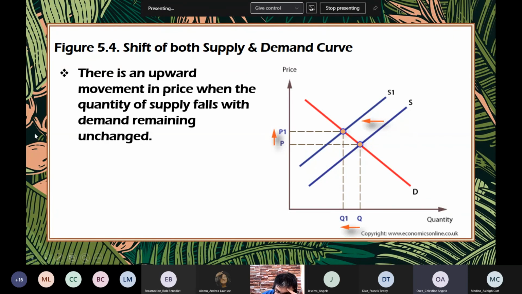Shift of both supply and demand curve. There is an upward movement in price when the quantity of supply falls with demand remaining unchanged. Okay. Thank you.